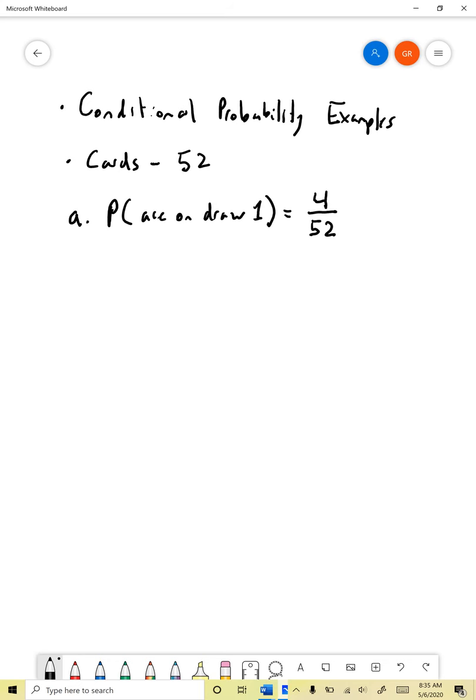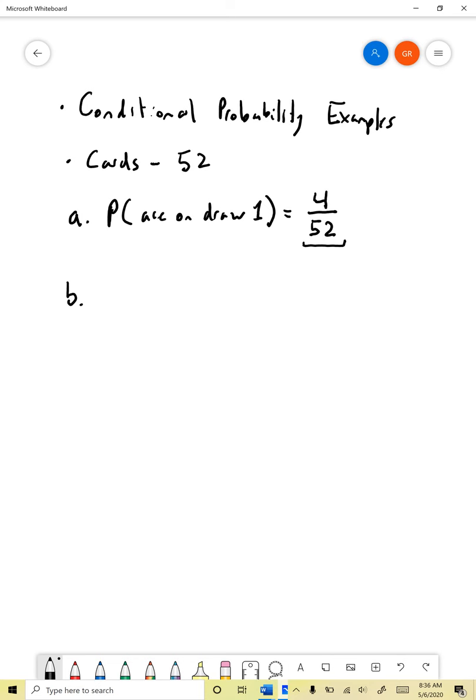All right, if we wanted to break this down even further, we could realize that drawing an ace on draw 1 is really the same thing as drawing either ace of spades or ace of clubs or ace of hearts or ace of diamonds. Each one of those statements is mutually exclusive with all the others, and each one has a probability of 1 out of 52 attached to it. So we can sum up those probabilities, 1 out of 52, plus 1 out of 52, plus 1 out of 52, plus 1 out of 52, and we get this number that we got here, 4 out of 52. All right, so this is a pretty straightforward question.